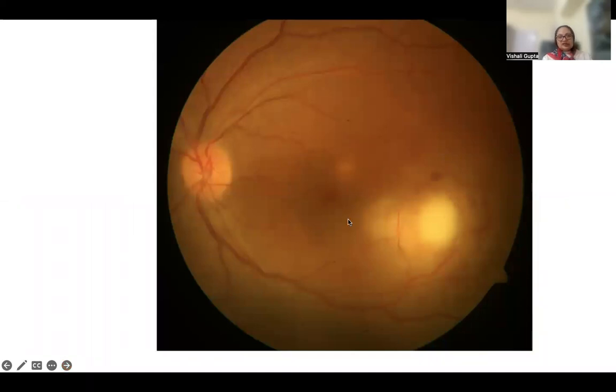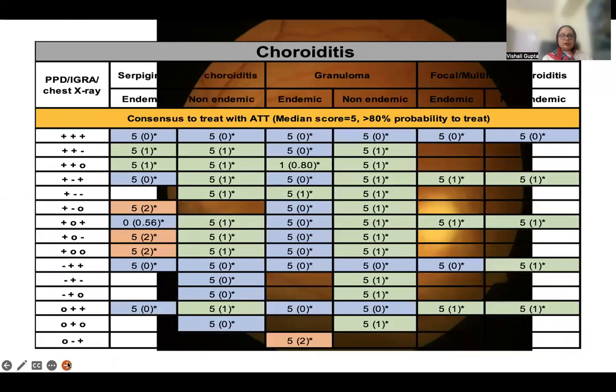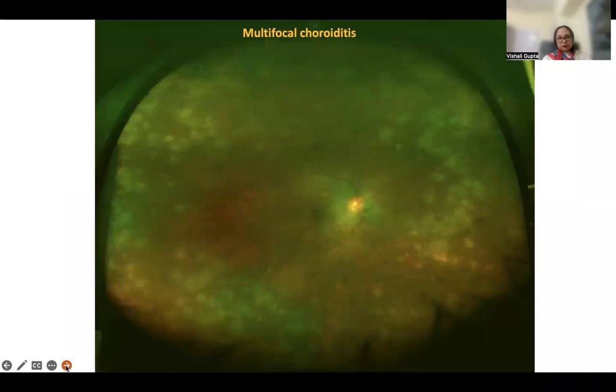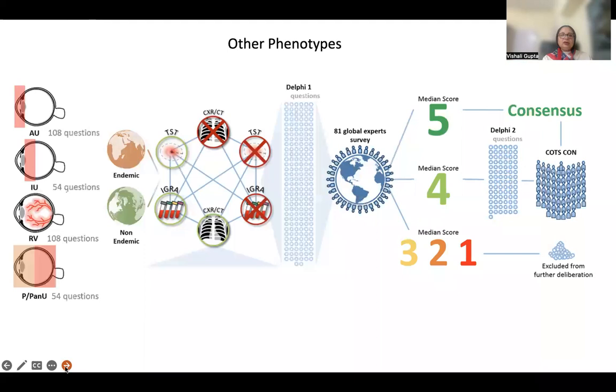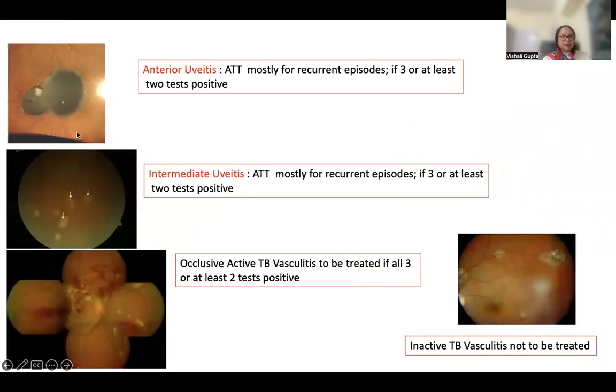And this is an example of choroiditis other than serpiginous-like choroiditis. And for other choroiditis forms, like tuberculoma, we had a good consensus to treat. So even if one test is positive, you would treat. For multifocal choroiditis, as I mentioned previously, there is no strong consensus to treat because with IGRA it's more likely to be autoimmune than TB. So be cautious when you are treating some of these phenotypes.